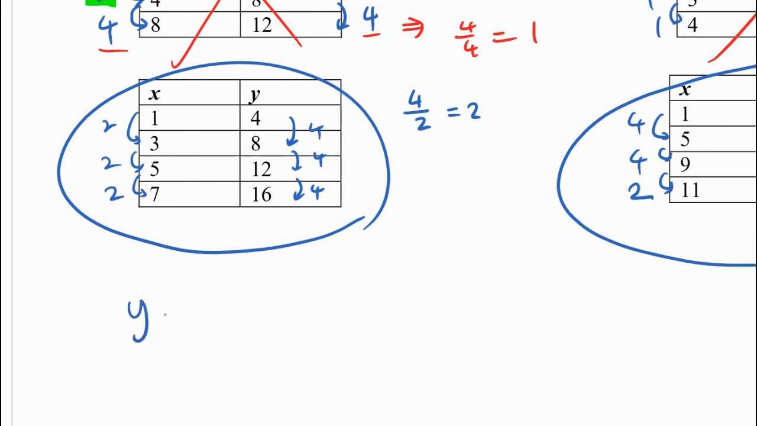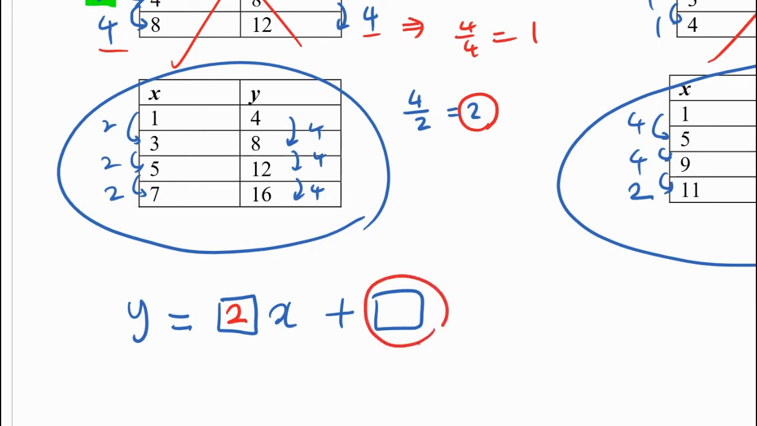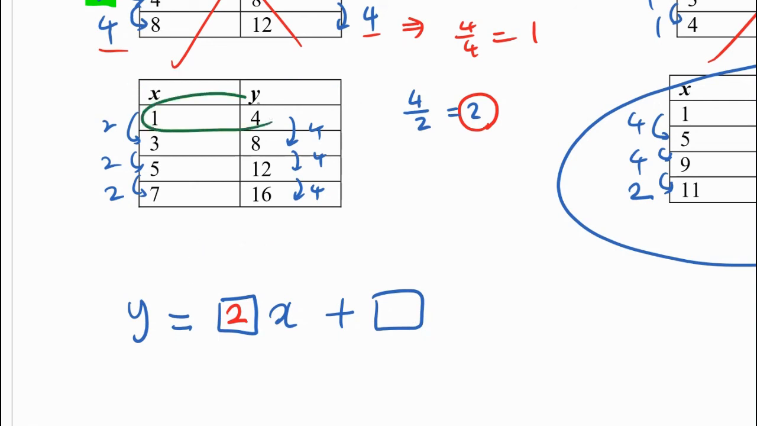We're going to make an equation, y equals blank x plus blank. We need to write down the rate of change here, and we need to figure out this number. To figure out this number, we can simply choose one of those 4 points, 1, 4 or 3, 8 or 5, 12 or 7, 16, and plug it into x and y. So let's plug in 1, 4.